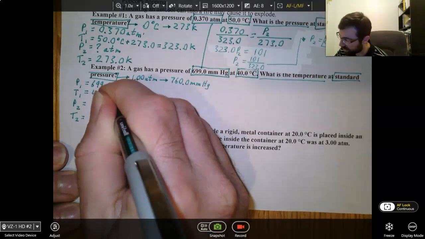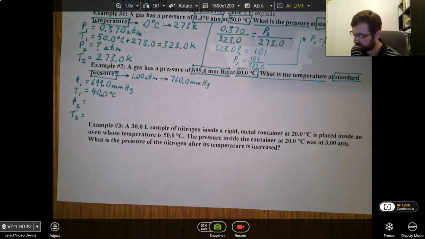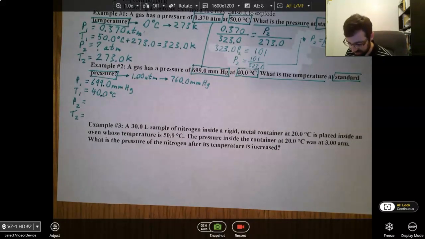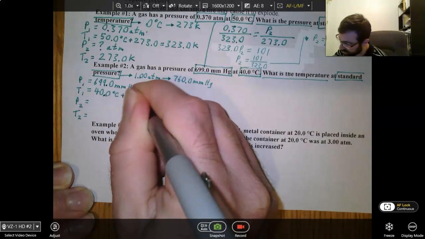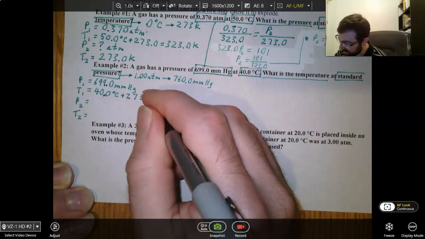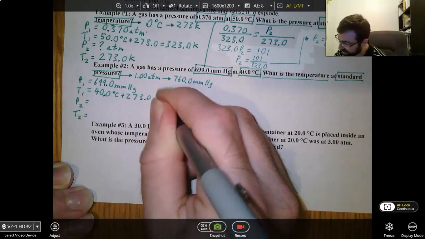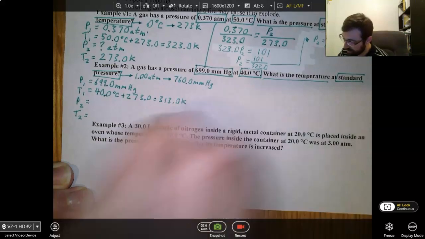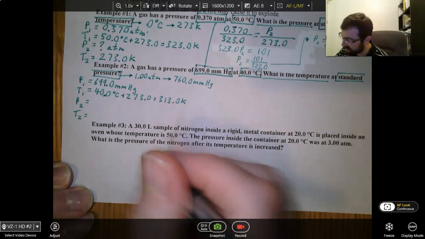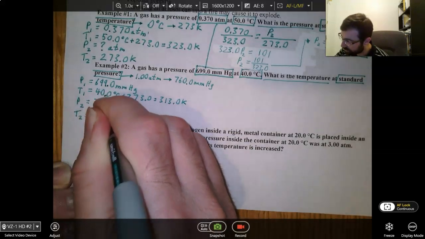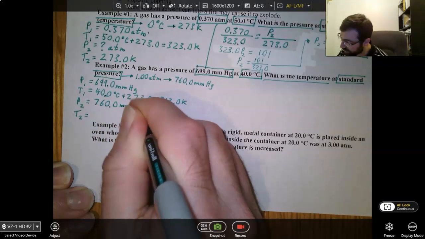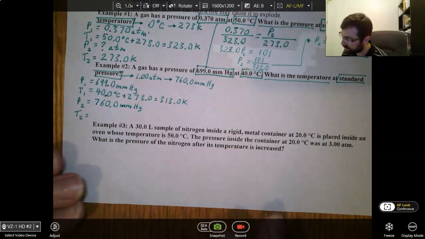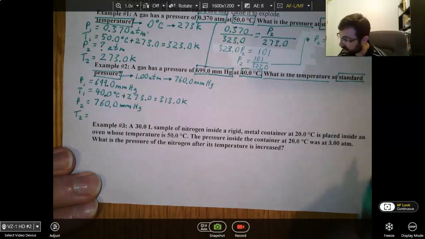Ask yourself, what's the one thing we always have to check with temperature? Always have to check if it's in Kelvin. Since this is not, it's in Celsius, we need to add 273 to that. So if I add 273.0 to this number, I'm going to get 313.0 Kelvin. Okay, pressure 2, our second pressure is 760.0 millimeters of mercury.